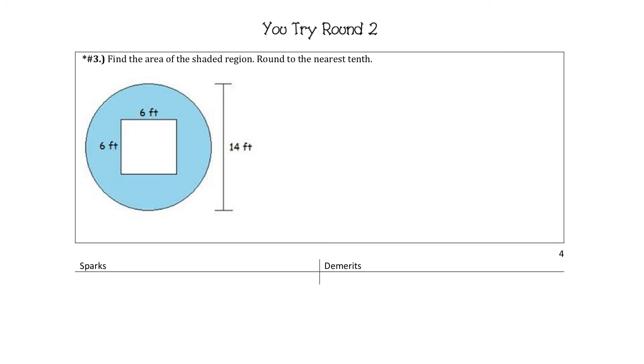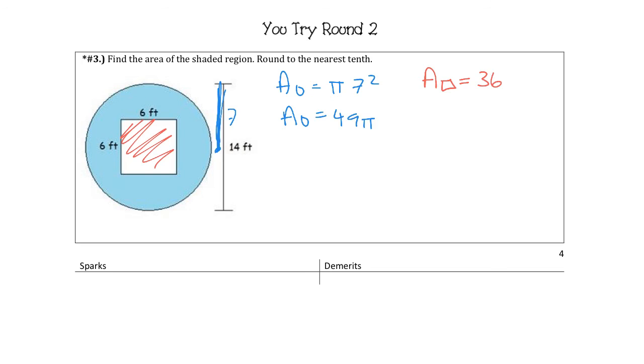So if I wanted to do the area of this whole circle, well, first I need the radius, or half this diameter. So it's pi times 7 squared, because the diameter is 14. So the radius would be 7. So it's 49 pi for the area of the circle. But I'm subtracting out this square. The area of that square is 6 times 6, which is just 36. So I have 49 pi for the whole circle. But I'm taking out that little rectangle or square, which is 36.